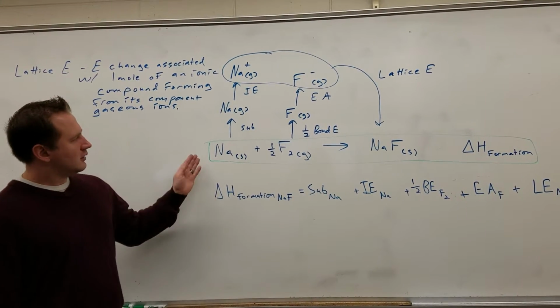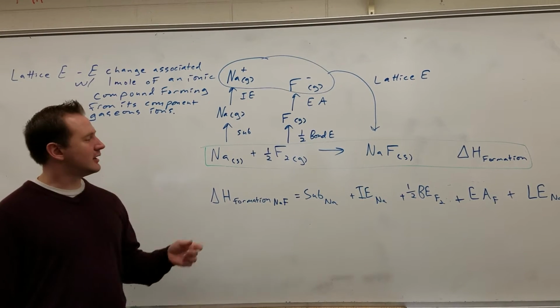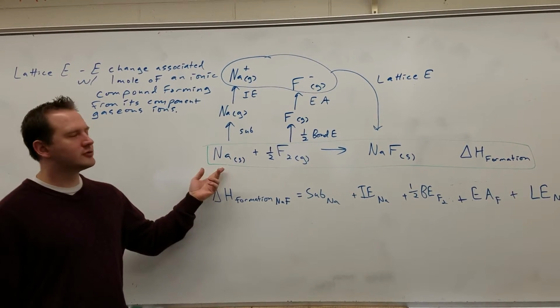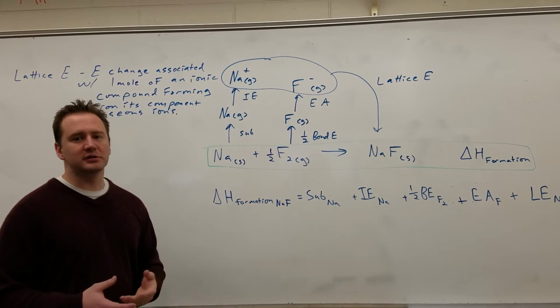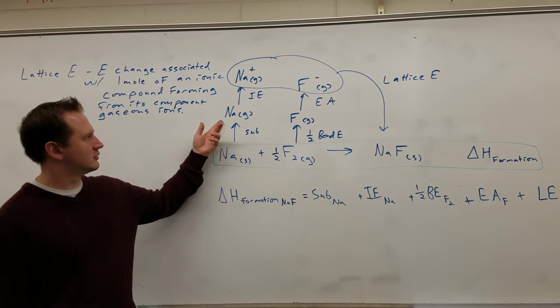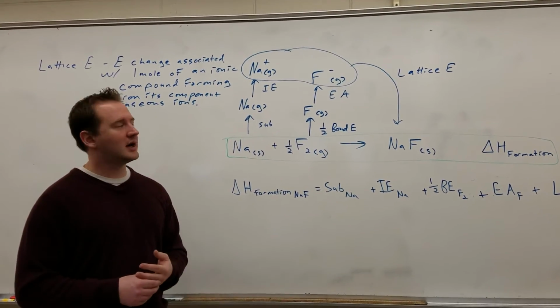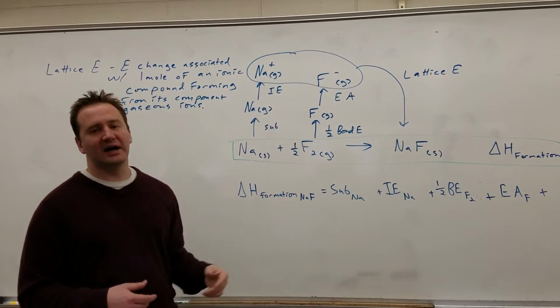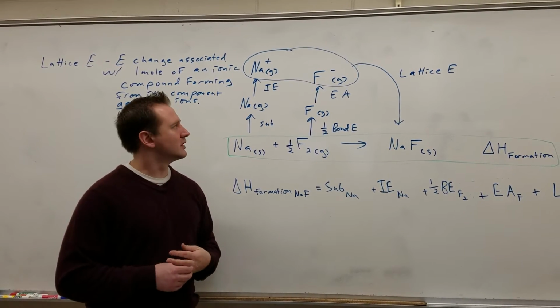Since it's the formation of an ionic compound from its gaseous ions, the first thing that has to happen is that sodium has to go from a solid to a gas. For that to happen, you have to add energy, and that's the sublimation process to get the sodium gas. Then you have to convert the elemental sodium gas to an ion. That requires the ionization energy to be input to remove an electron from the sodium and make a sodium ion.